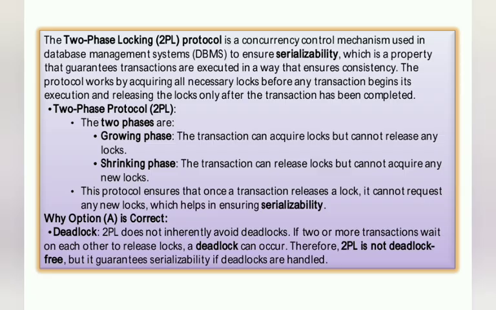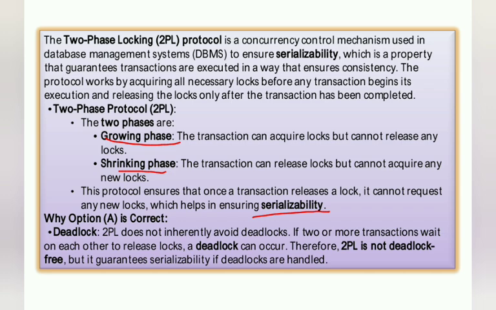A two-phase locking protocol is a concurrency control mechanism used in the DBMS to ensure serializability. That guarantees that transactions are executed with consistency. In the two-phase locking protocol, we have two phases, that is the growing phase and the shrinking phase. In the growing phase, all the locks are acquired. In the shrinking phase, all the locks will be released. So this protocol ensures that once a transaction releases a lock, it cannot request any new locks, which helps in ensuring serializability. In this protocol, deadlocks may occur.